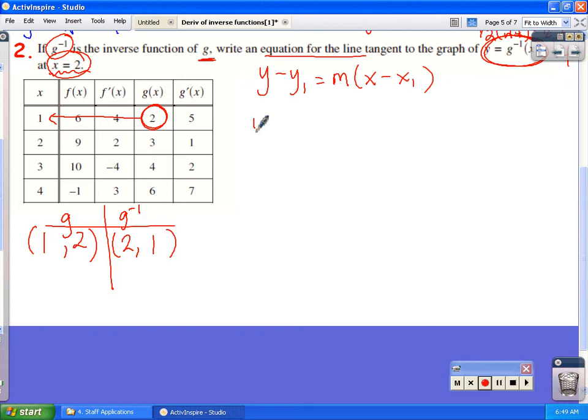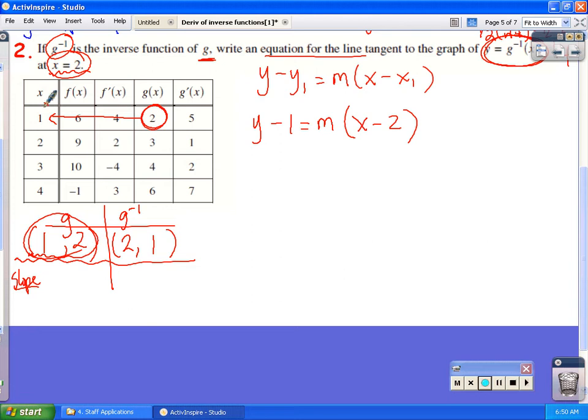Alright, so far then I can go ahead and write my equation. y minus 1 is equal to m, which I don't currently know, times x minus 2. So it's clear to me now that the only thing that I need is the slope. Well, this is my slope row. And remember, partner points or corresponding points on inverse functions have reciprocal slopes. So if I can find the slope of this point, (1, 2), on g, then I know that the slope of g inverse will be the reciprocal of that.